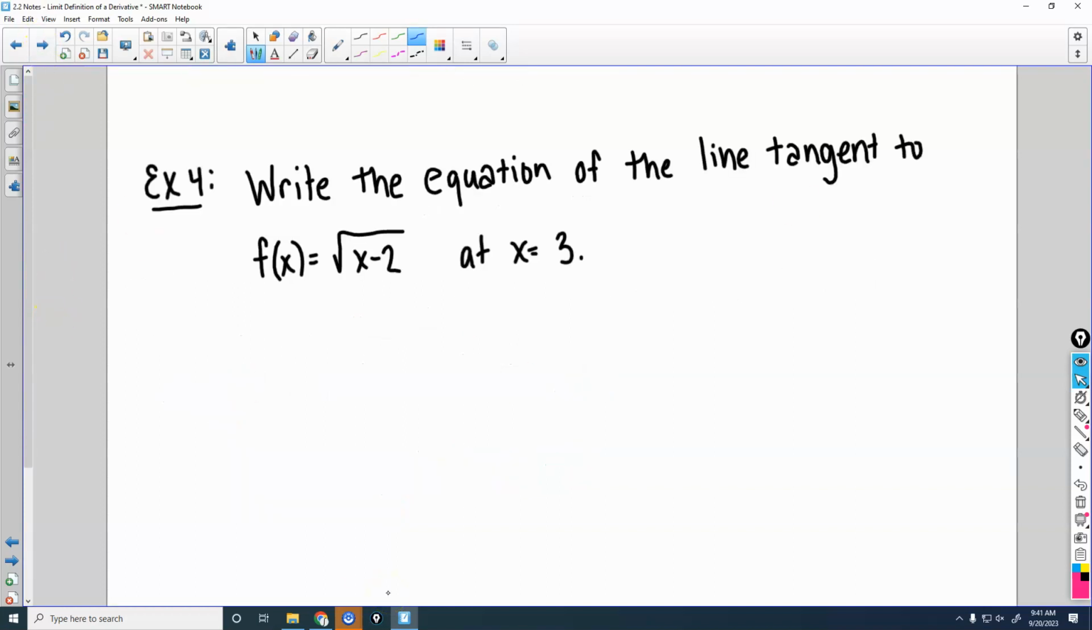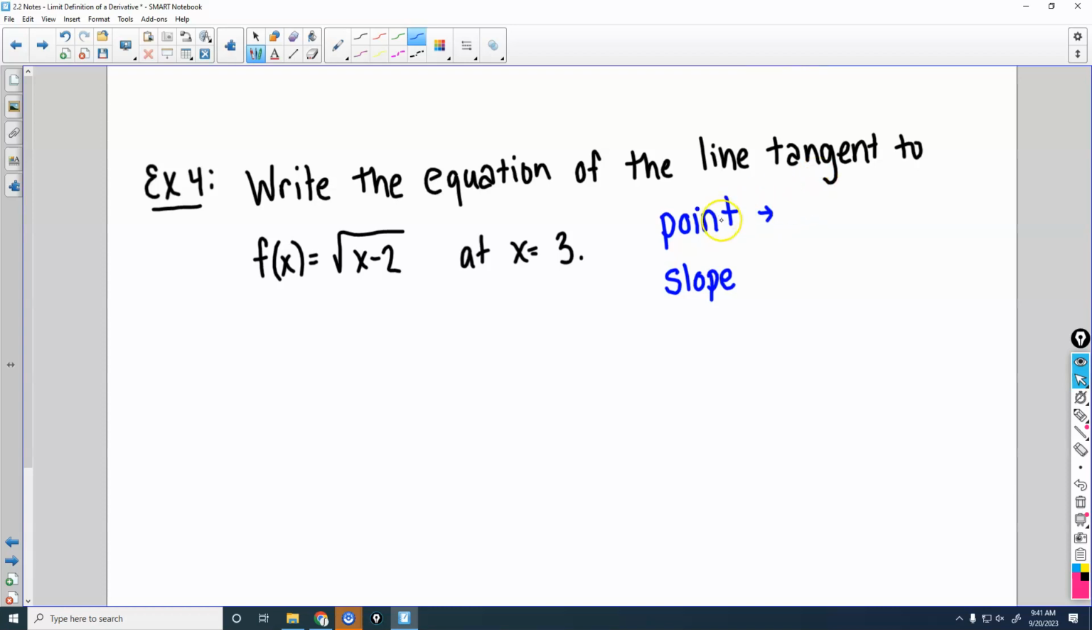Now, let's look at a calculus question. Write the equation of the line tangent to f of x equals square root of x minus 2 at x equals 3. Okay? To write the equation of the line, you need two things. You need the point, and you need the slope at that point. How do I find the point on the line? I know I'm looking at x equals 3, so I know my point is going to be 3 something. How do I find the y-coordinate?